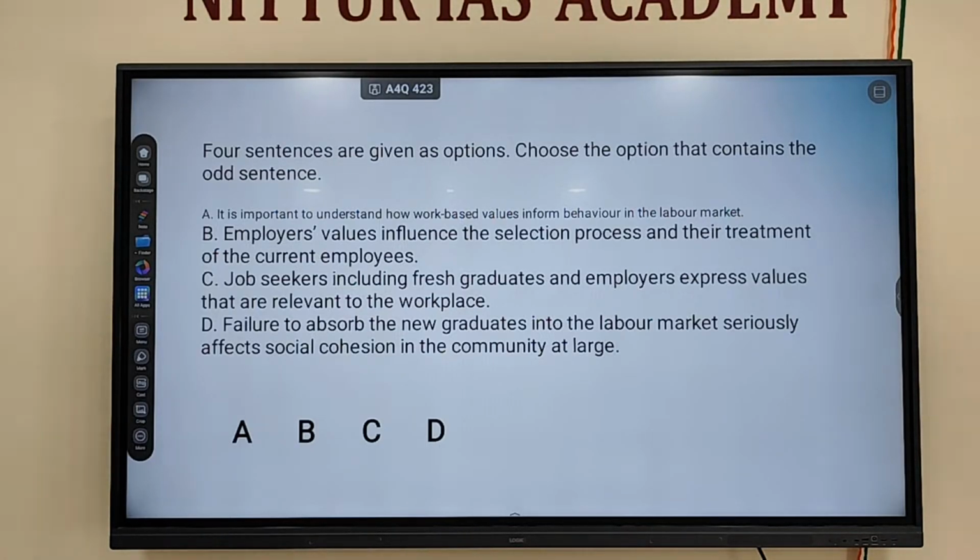Wow, this is a bit difficult. Even I'm thinking, work-based values and labor market, influence in the selection process, employers express values that are relevant to workplace, failure to absorb the values again. D? D? I should check actually, I'm getting a call.